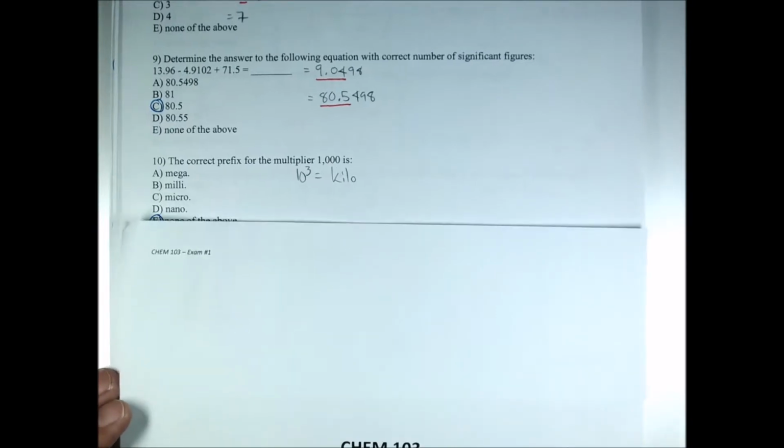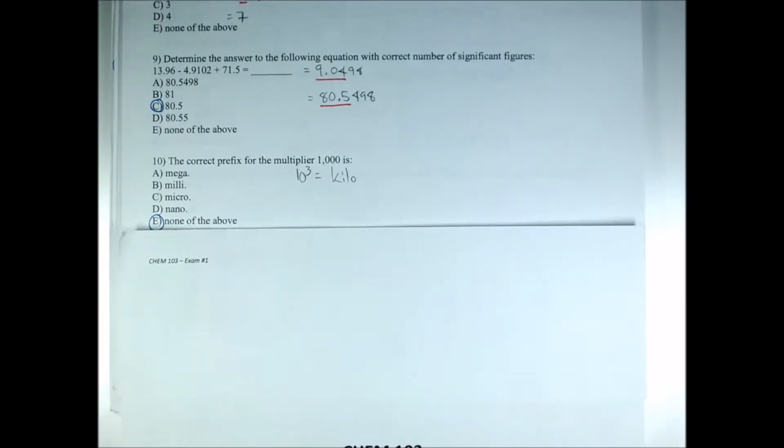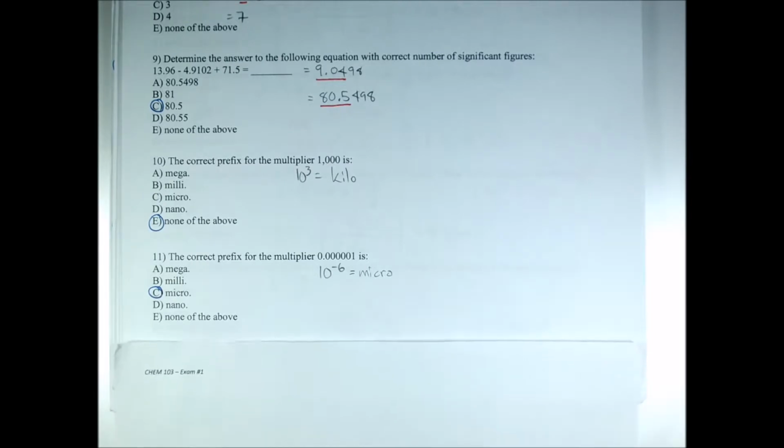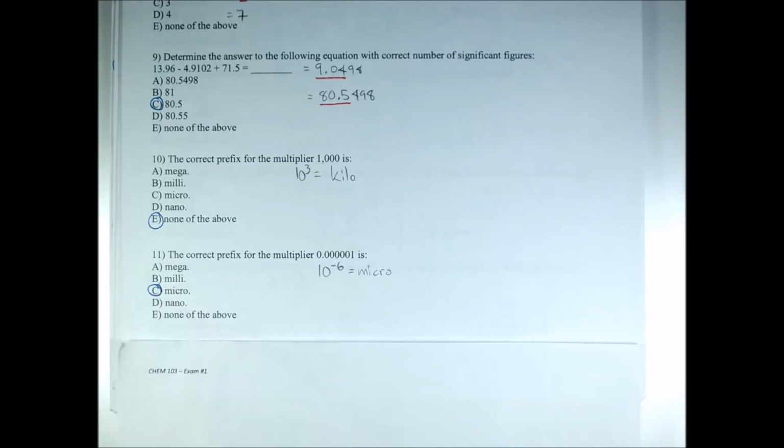All right, next one here, these are just your metric prefixes. 1,000 is for the kilo, and that's not one of the choices here, so it's none of the above. And then, did you guys all get that one? All right, so this is basically 10 to the minus 6, or it's 1 millionth. So it's 1 million micrometers in 1 meter. So we get choice C here.